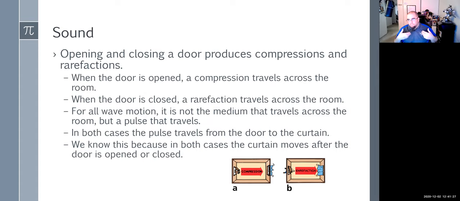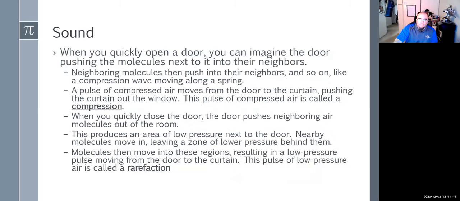In both cases, pulses are going to travel from the door to the curtain. How do we know this? Well, the way the curtain moves is based upon the way the door is moved. If the door is opened, the curtain is going to flutter outward. If the door is closed, the curtain is going to suck inward. That's an example of a compression versus a rarefaction.